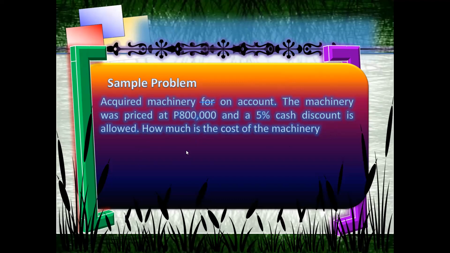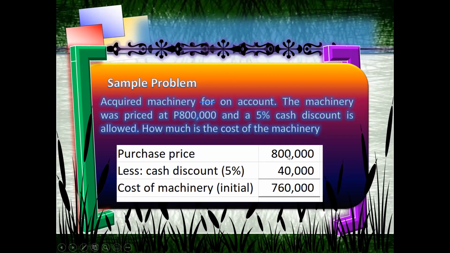So kung babalikan natin yung concept, ang sabi niya, whether the discount is taken or not, the cost of your machine or your asset acquired should be reduced by the cash discount offered. So how much will be the cost of the machinery? That will be the purchase price of 800,000 minus the cash discount of 5%. The 5% of 800,000 is 40,000. So therefore, the cost of the machine on initial recognition is 760,000. So this is the amount that you're going to record.